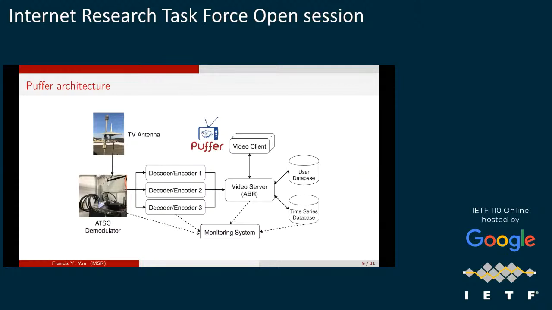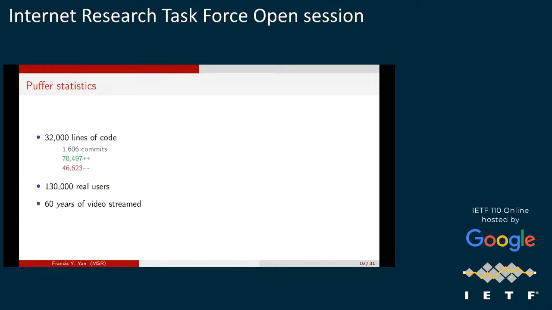Puffer's webpage may look simple, but you can think of it as a small YouTube TV built from scratch. It's actually a lot more challenging to support 130,000 users than building a research prototype. This picture shows Puffer's architecture. We receive TV signals with an antenna at Stanford, decode the signals and encode video into multiple versions, and then serve them using different ABR algorithms to our users. We've also built a monitoring system to monitor the system state and send an alert to my phone if anything goes wrong. We wrote more than 30,000 lines of code for Puffer and have used it to stream 60 years of video to 130,000 real users.